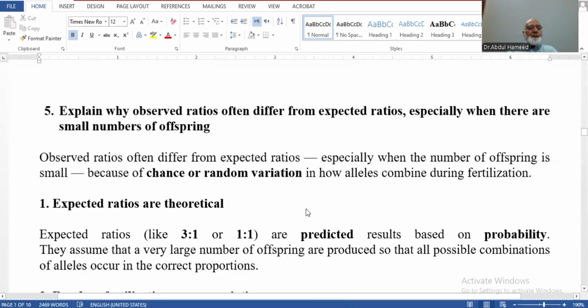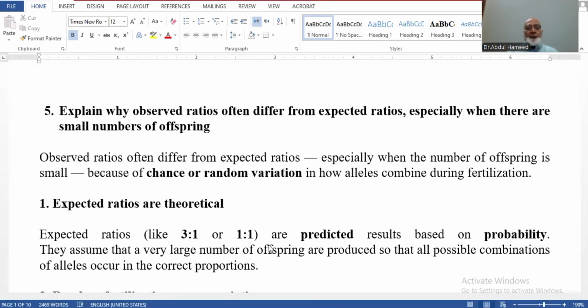So expected ratios are theoretical, they are not real ones. Expected ratios like 3:1 or 1:1. 1:1 is when we make a test cross between the hybrid individual and a recessive individual, which is pure breeding, to get the information whether the phenotypically dominant individual is homozygous or heterozygous. If it is heterozygous, then we will have a 1:1 ratio in the offspring. So it is a test cross.